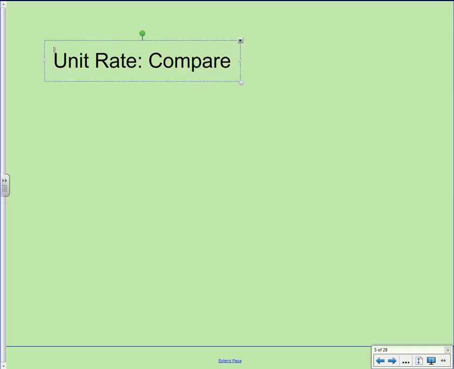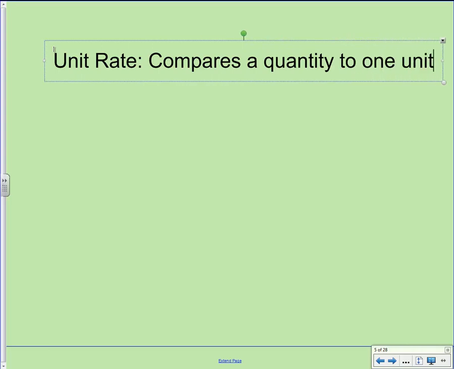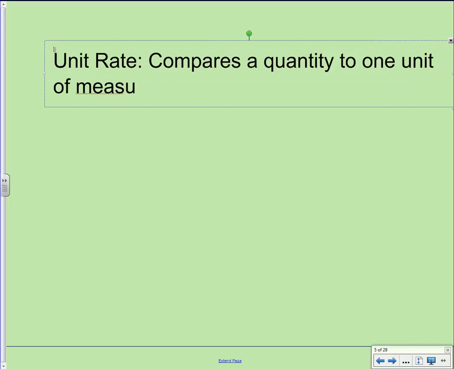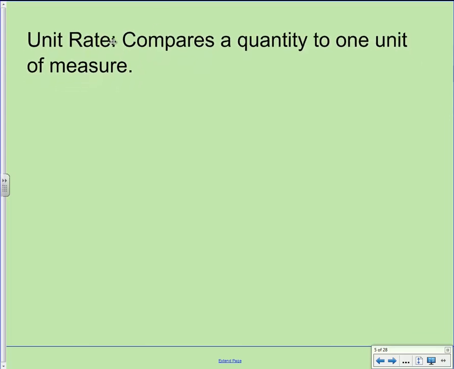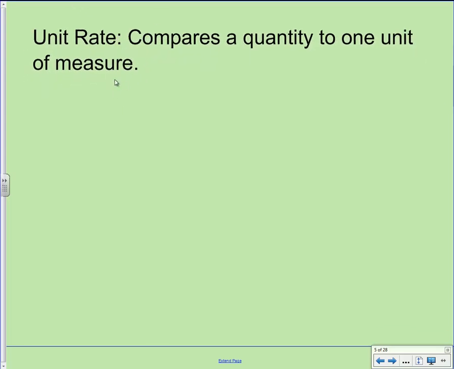All right, the next thing that we need to talk about is something called a unit rate. So I'm going to type up unit rate. A unit rate compares a quantity to 1 unit of measure. All right, so the unit rate wording is something that should tell you how you should look at them and how you should solve these problems.